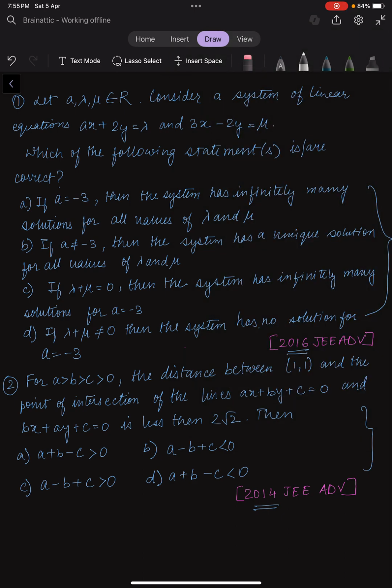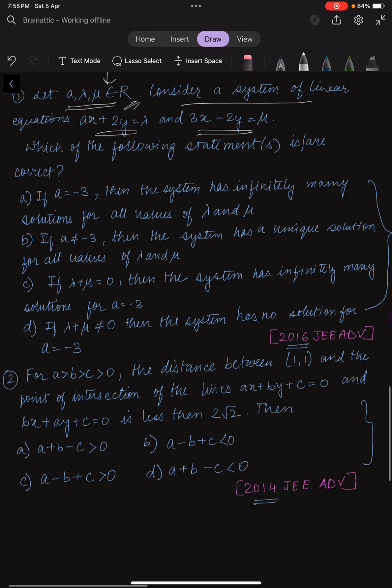So in the first problem, if you see, we have three variables, a, lambda, mu, all belonging to the real numbers R. So this symbol stands for belongs to. Now consider a system of linear equations, and we are given two equations: ax plus 2y is equal to lambda and 3x minus 2y is equal to mu. And we have to examine each of the four options which are made available to us.